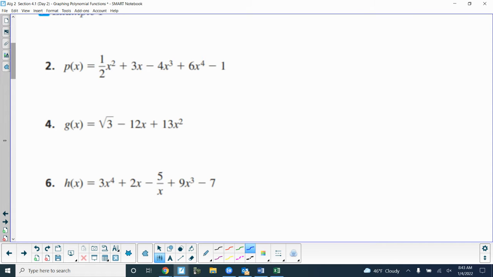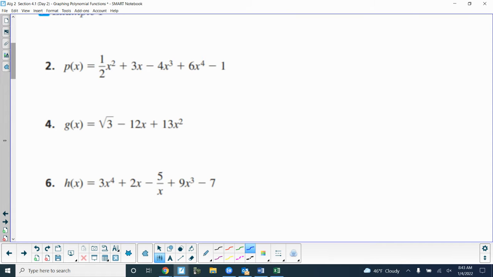And since the degree is 4, what's that special name? Quartic. Quartic, right? What's the degree of 0? What do we call it again, just quickly? Constant. 1, linear. 2, quadratic. 3, cubic. 4, quartic. And 5, quintic.